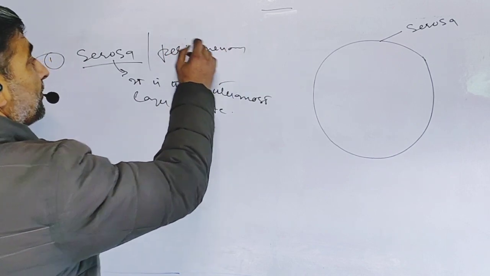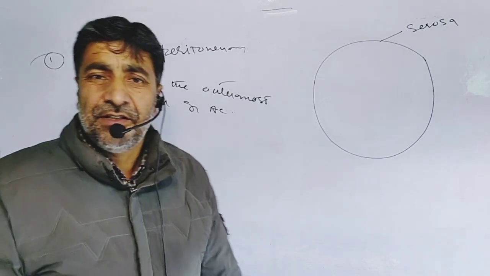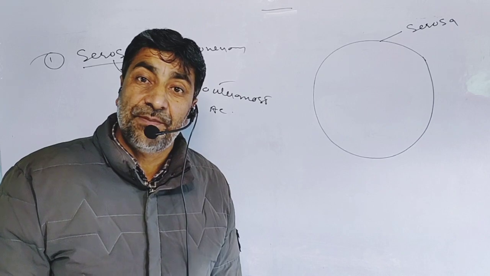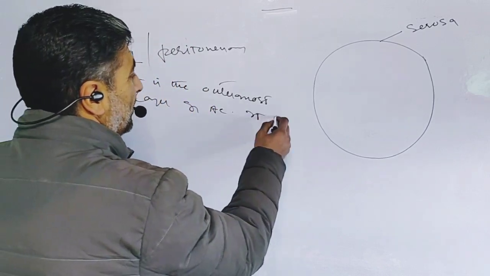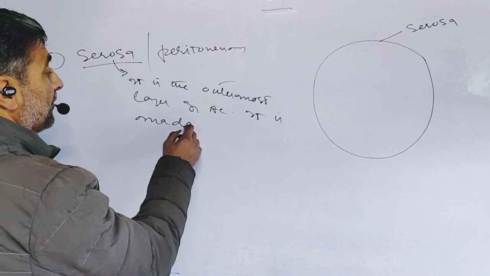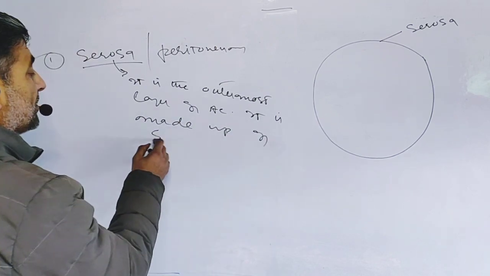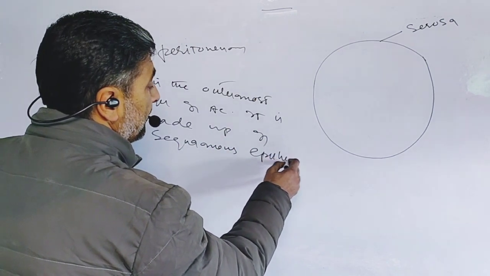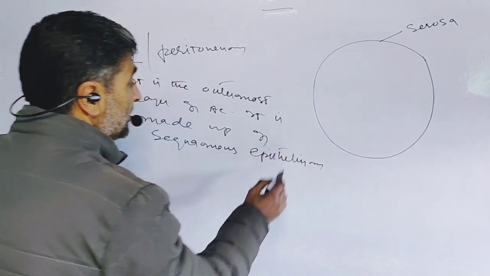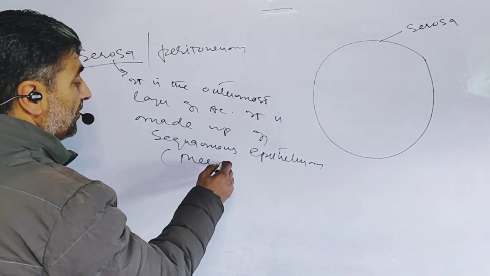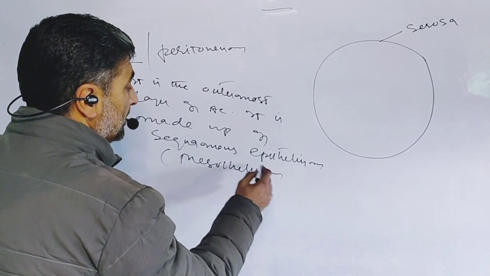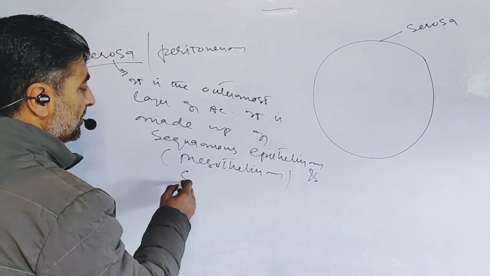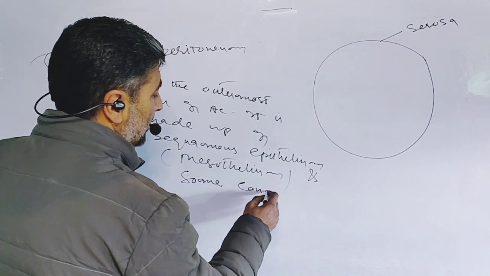Peritoneum. Okay. This serosa, it is made up of squamous epithelial cells. Yes. It is made up of squamous epithelium, which is called here mesothelium, and some connective tissues.